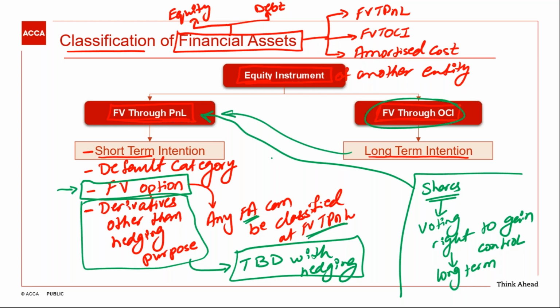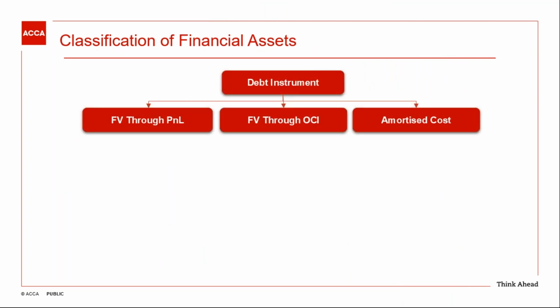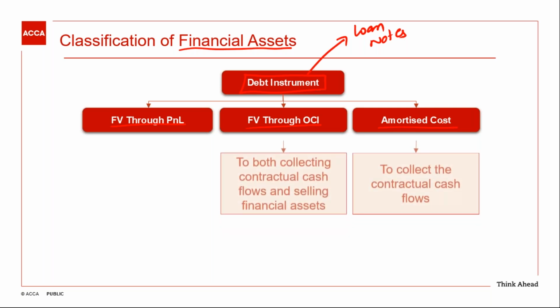Job is saying, does any financial asset mean we can take debt instrument too? Yes, Job, you're right. We can even classify debt instruments in fair value through P&L also. Okay, now on the next slide, we are discussing the classification of debt instruments. So we are still on the classification of financial assets, but if we have acquired, let's say, the loan notes of another entity, now we can classify them in all of the three categories: fair value through P&L or fair value through OCI or the amortized cost. All types of classification are possible.